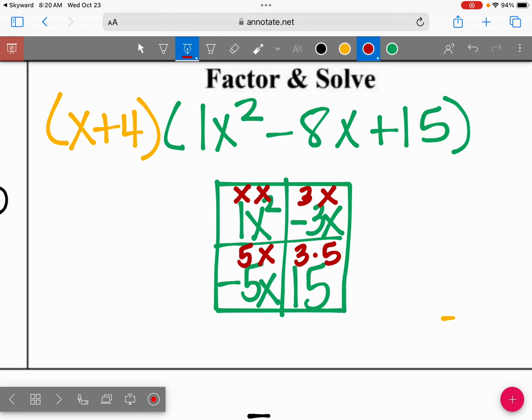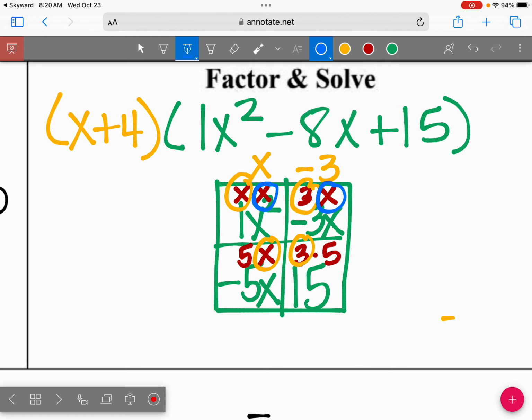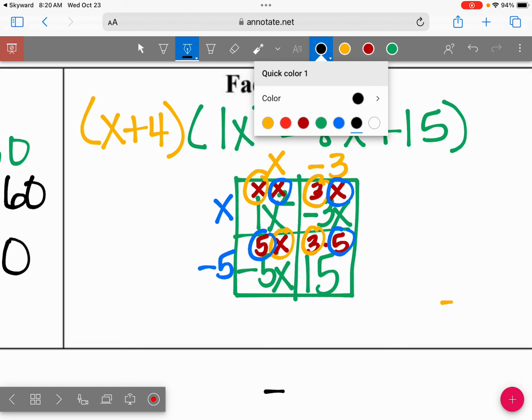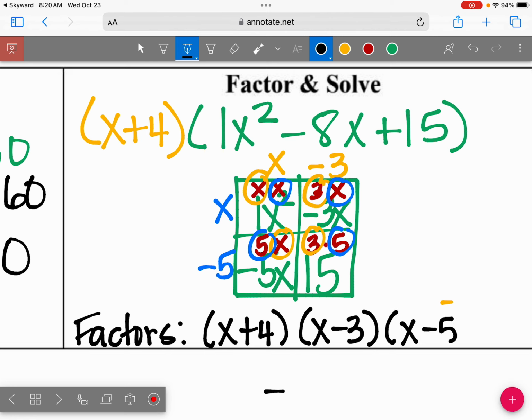And you don't have to break it down in the boxes. I think for some people it helps them figure out the GCF. So I'm taking out an x and a 3. It has to be negative 3. And then I'm taking out an x and a 5. And it should be a negative 5. So our factors are x plus 4, x minus 3, and x minus 5.